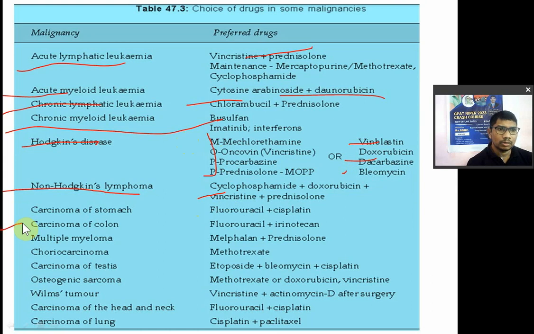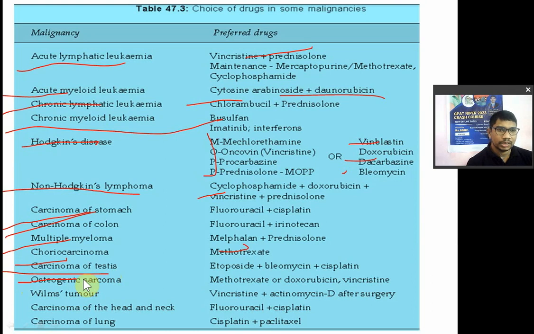कार्सिनोमा ऑफ स्टमक में फ्लोरोयूरेसिल, सिस्प्लाटिन. कार्सिनोमा ऑफ कोलन में फ्लोरोयूरेसिल, इरिनोटेकन. Multiple myeloma में melphalan and prednisolone they are the drug of choice. कोरिओ कार्सिनोमा में ड्रग ऑफ चॉइस होता है methotrexate. कार्सिनोमा ऑफ टेस्टिस में एटोपोसाइड, ब्लियोमाइसिन, सिस्प्लाटिन.